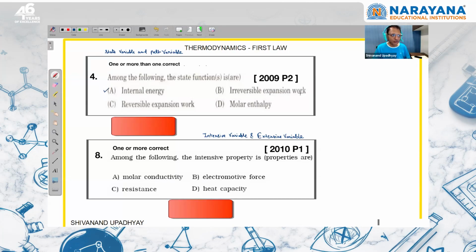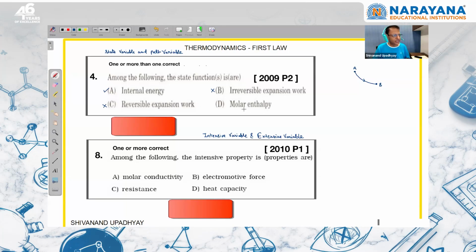When we are talking about work, suppose I am present at initial state A, there is no meaning of work at this state. When I move from A to some other state B, the work depends upon the path followed by me, right? Either it is reversible path or irreversible path. So work done, either reversible or irreversible, is a path variable, right? So this could not be a state variable. Work reversible as well as work irreversible is a path variable.